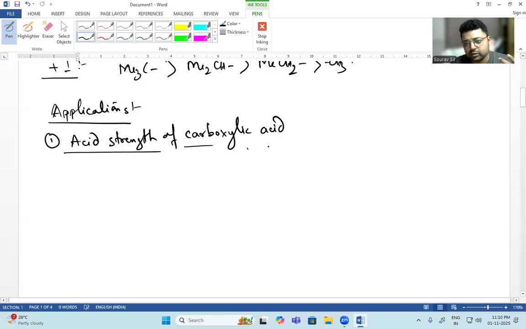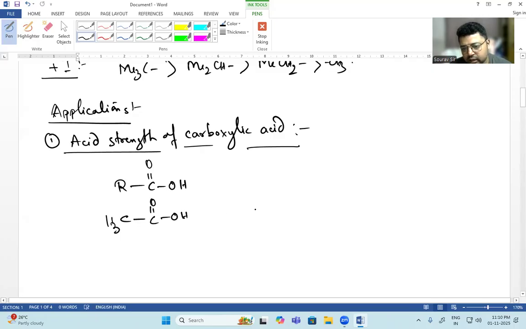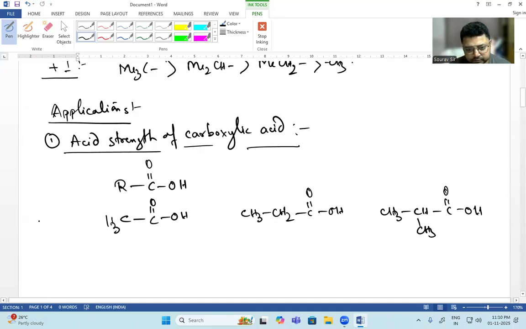So when we are talking about the acid strength of carboxylic acid, we have RC double bond O OH. Now if you have this R group, it will have a positive inductive effect. So if I have CH3COOH, and again CH3CH2COOH, along with (CH3)2CHCOOH, and HCOOH. This is formic acid. So we will say the acidity of formic acid will be highest.